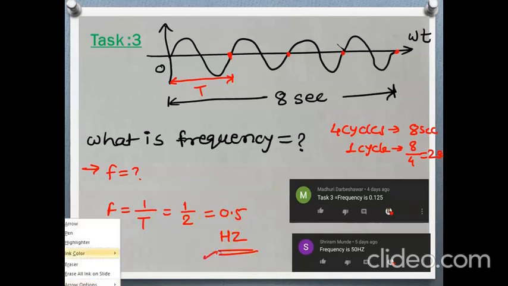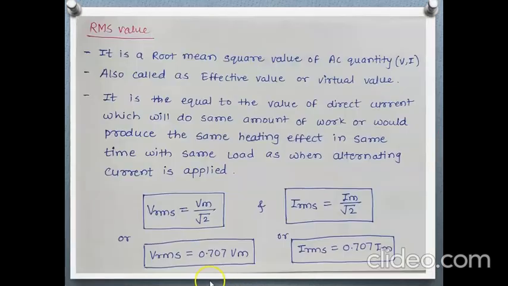Okay, let's start with RMS value. The RMS value is the root mean square value of an AC quantity, whether it is voltage or current. It is also called the effective value and virtual value.